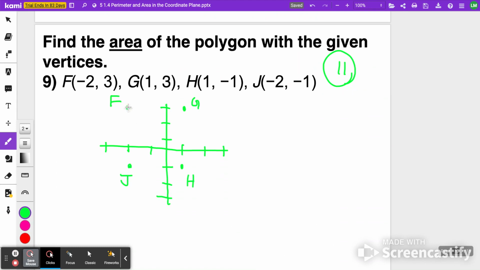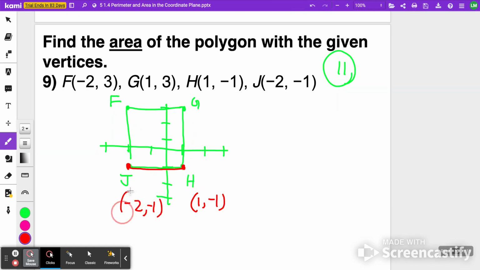All right, so I've gotten my points plotted, F, G, H, and J. I'm connecting my dots here, and we're just trying to find the area once more. So in order to find this area, I need to find the base and the height. So I'm going to find the length of J to H. H is approximately at (1, -1). J is at (-2, -1). So that means JH is equal to 3 in length.